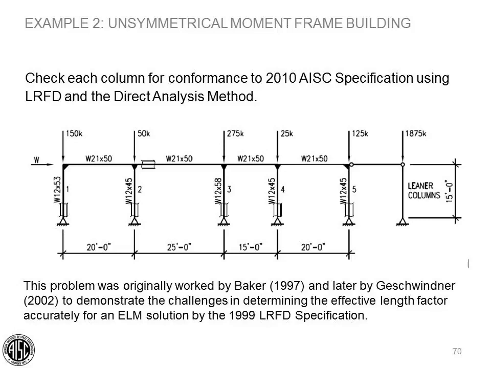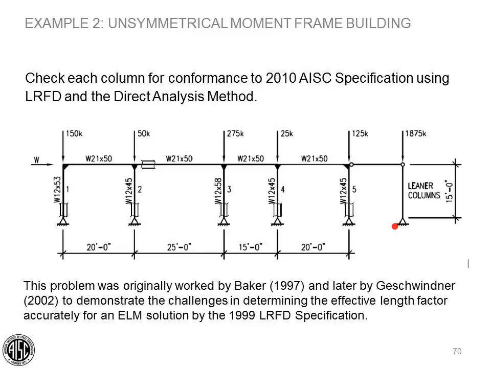For the second example, we'll look at an unsymmetrical one-story moment frame with leaning columns. You can see the moment frame geometry here. Note the leaning column on the right. This represents all the gravity columns that lean on this moment frame for stability. The 1,875 kips is the sum of the gravity load from all those gravity columns that this frame is stabilizing. It's important that this load is captured in our analysis, since that load works to destabilize the moment frame.